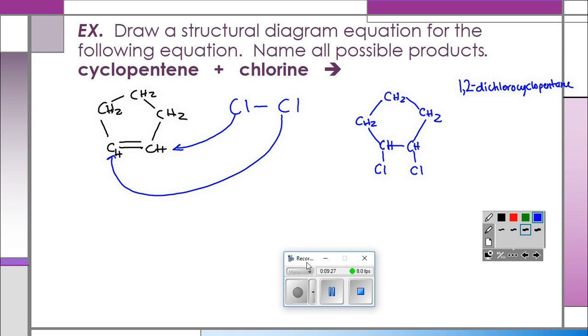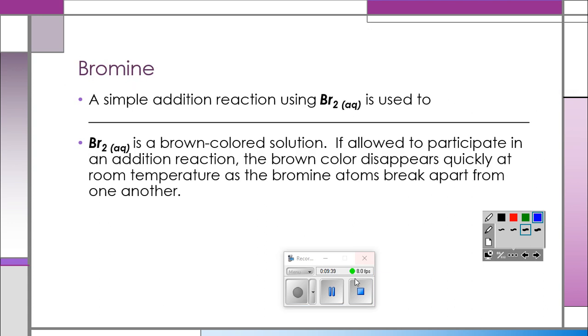You would not. One of them has to go on each of them. In any addition reaction, one of the carbons that's part of the double bond gets one atom, the other gets the other atom. Now there are other scenarios possible.